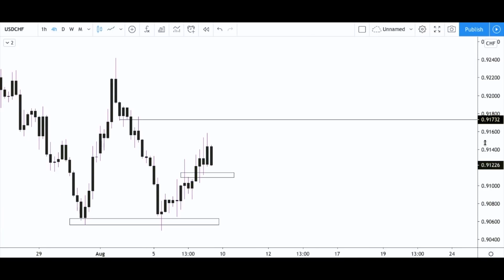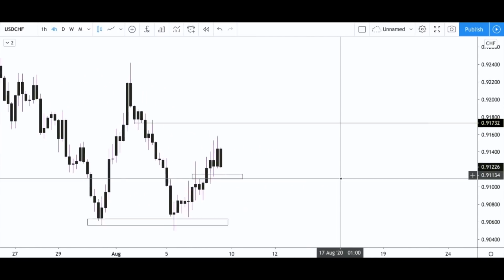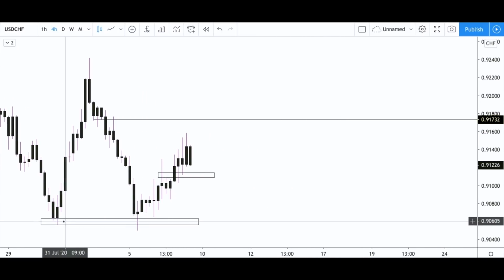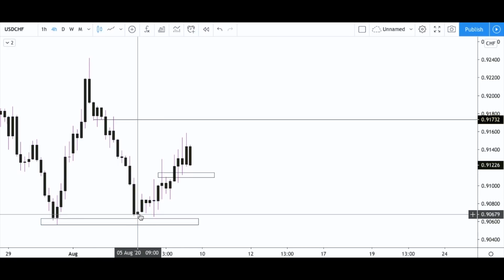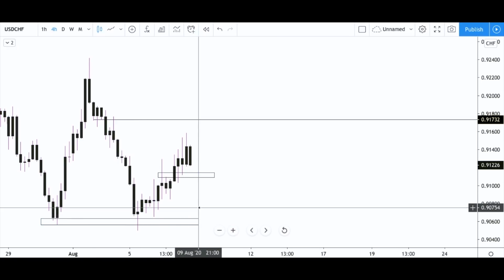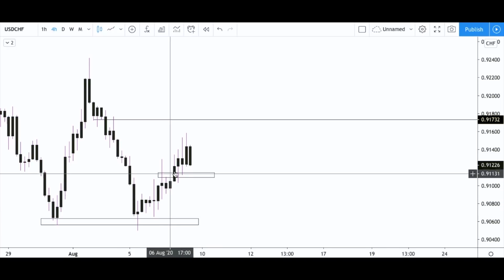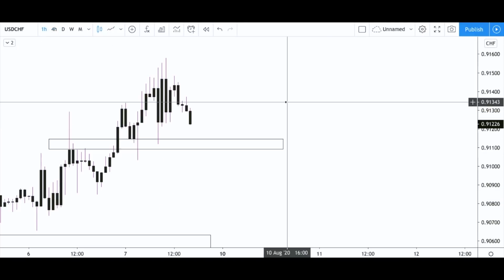The last setup I have for you guys is on USDCHF. So overall, we are in a downtrend right here until we formed this double bottom formation. We had a rejection and now price is starting to push towards the upside. If we were to just focus on this move right here, let's drop down to the 1 hour time frame.